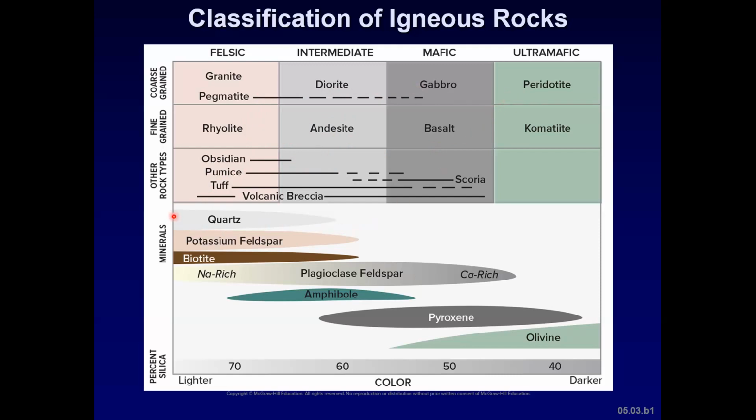The minerals that overlap with felsic are quartz, potassium feldspar, biotite, and plagioclase feldspar. But plagioclase is also present in intermediate and mafic, and maybe a little more calcium rich as you go from mafic to ultramafic. We don't expect to see much pyroxene in a felsic igneous rock, nor would you see olivine. That's kind of limited to mafic and ultramafic igneous rocks.